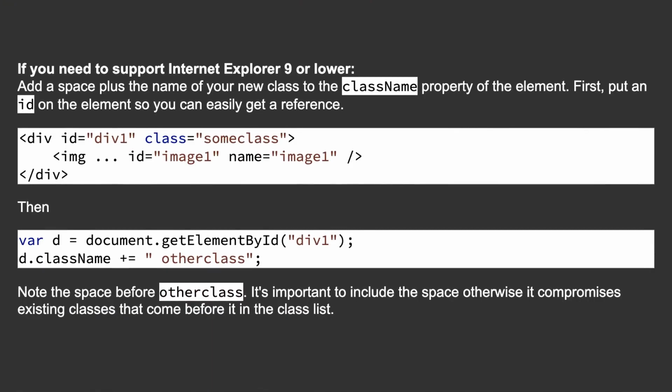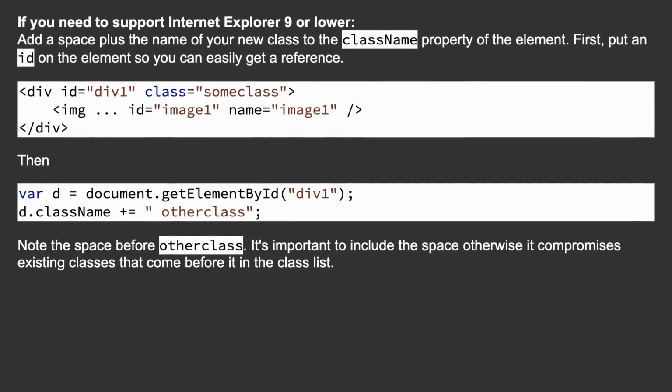If you need to support Internet Explorer 9 or lower, add a space plus the name of your new class to the className property of the element. First, put an ID on the element so you can easily get a reference. Then do the following. Note the space before other class. It's important to include the space, otherwise it compromises existing classes that come before it in the class list.